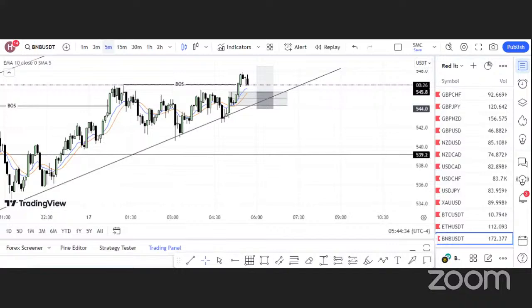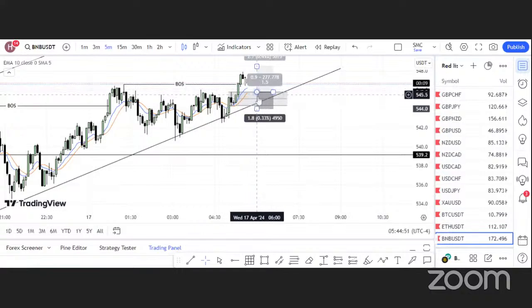And then we have BNB USDT making a move to the downside, approaching our order block level. So let's see what happens when the market gets to this point where we have the order block.